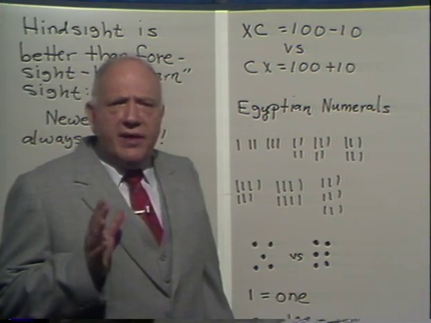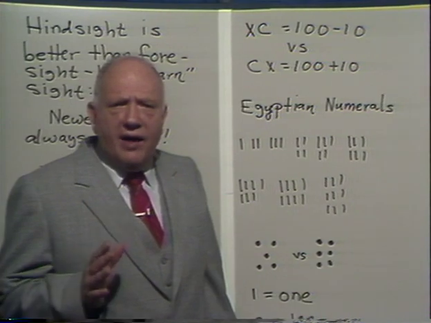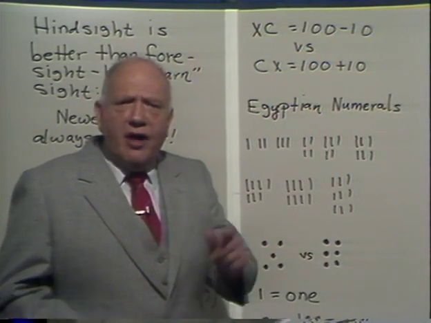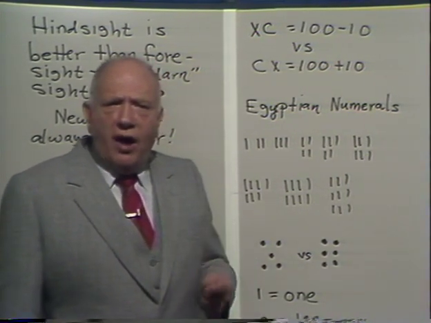But what made this thing difficult is that a C is always 100, an X is always 10. Why should the addition or subtraction depend on the placement?